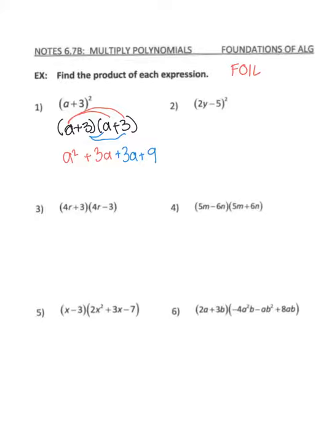Now I can simplify. I can combine 3a plus 3a, gives me 6a. So my final answer is going to be a squared plus 6a plus 9.